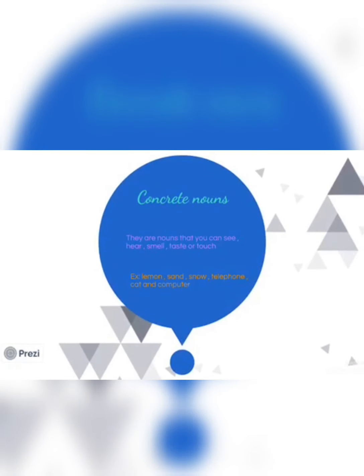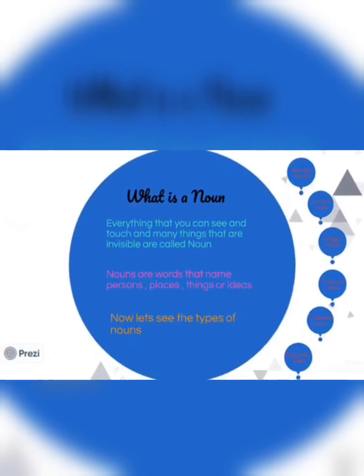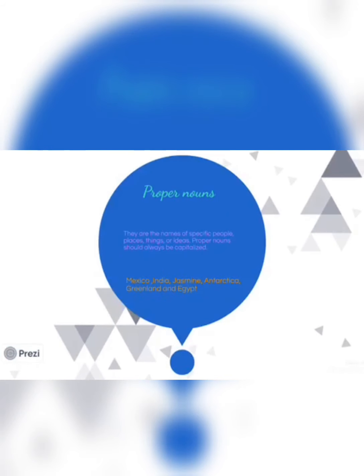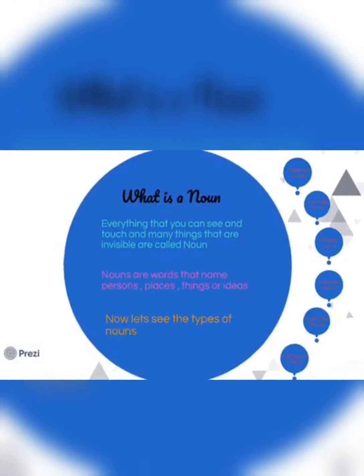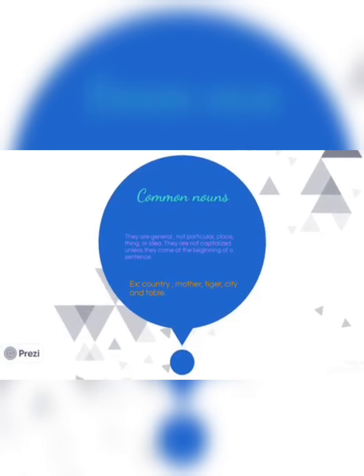Concrete nouns. They are nouns that you can see, hear, smell, taste, or touch. For example, lemon, sand, snow, and so on. Proper nouns. They are the names of specific people, places, things, or ideas. Proper nouns should always be capitalized. For example, Mexico, India, jasmine, and so on. Common nouns. They are general, not particular, places, things, or ideas. They are not capitalized unless they come at the beginning of the sentence. For example, mother, tiger, city, and table.